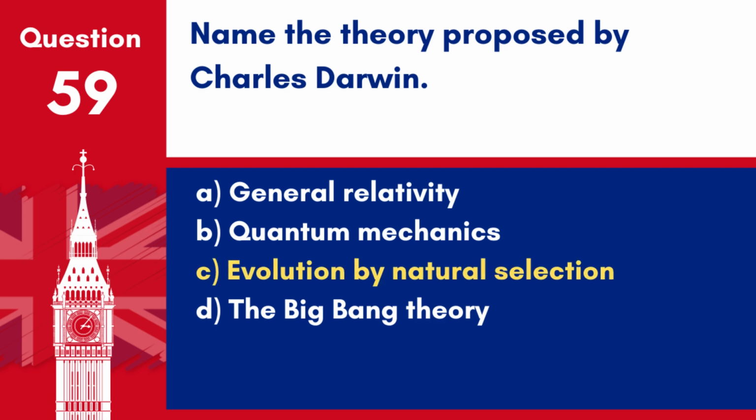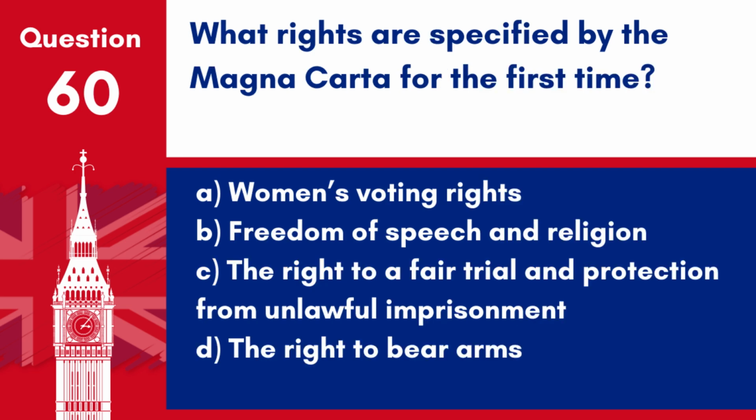Answer: C. Evolution by natural selection. Charles Darwin is famous for his theory of evolution by natural selection, which he published in his 1859 book On the Origin of Species.